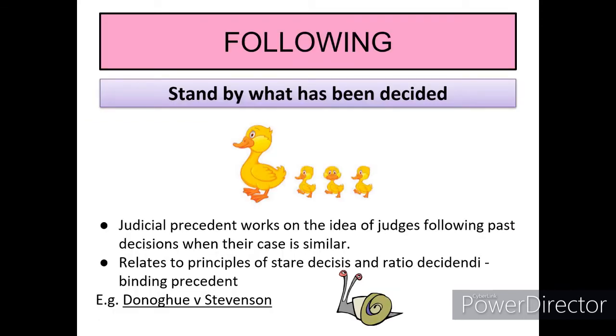So following. The whole principle of judicial precedent works on the idea of following. And we studied the idea of stare decisis, stand by what has been decided, in our first video. So the idea is that judges follow past decisions when their case is similar. And an example would be how Grant v Australian Knitting Mills followed the decision of Donoghue versus Stevenson. We explored these two cases in our first lesson on judicial precedent.